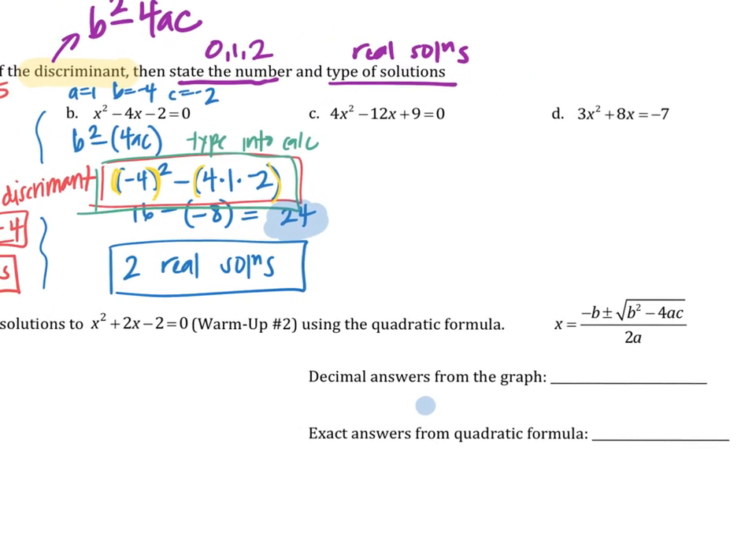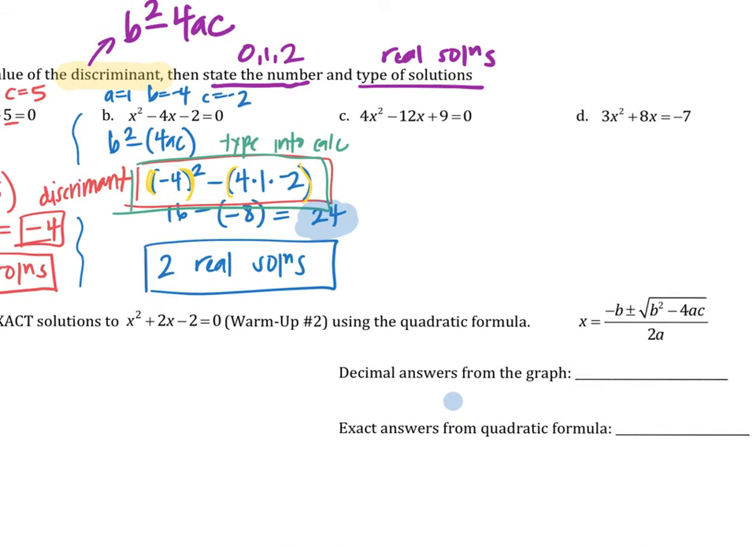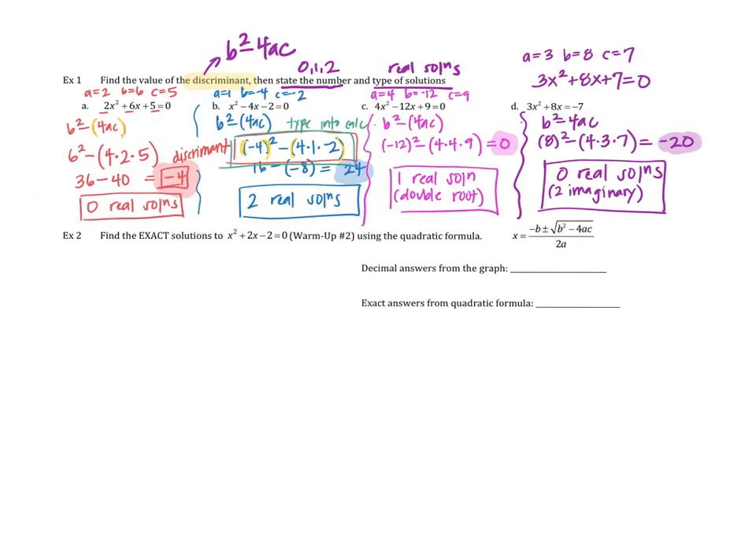Okay, so we have 2 other examples for you. So what I would like you to do is to pause the video, try and calculate the discriminant, and name the number and type of solutions, and unpause when you're ready to check. So for C, you should have gotten a discriminant of 0, which tells us we'd have 1 real solution. It'd be a double root. And for D, I got negative 20, which tells me, because it's negative, I'd have 0 real solutions.